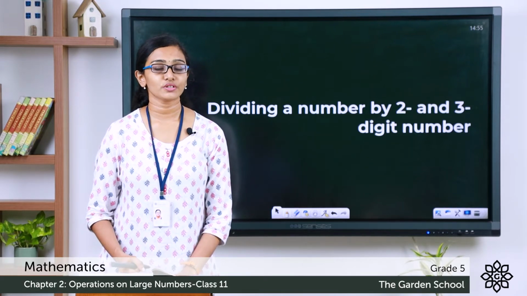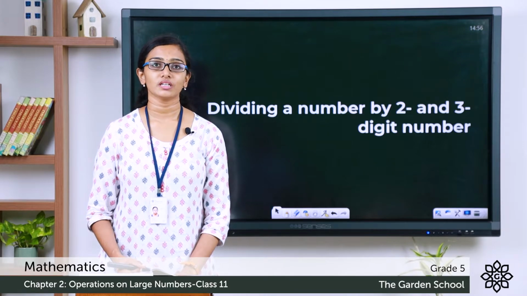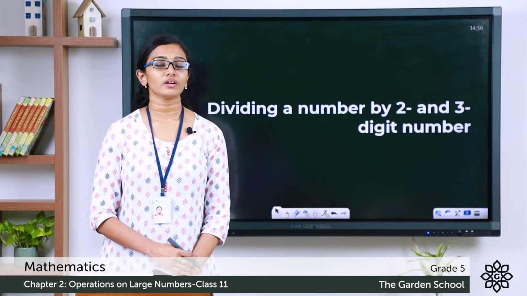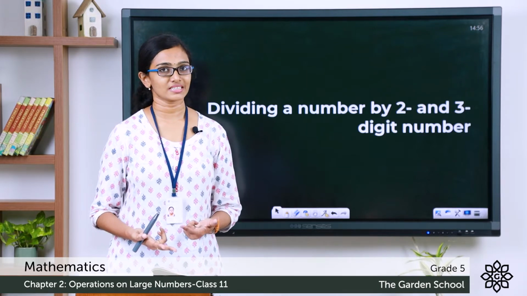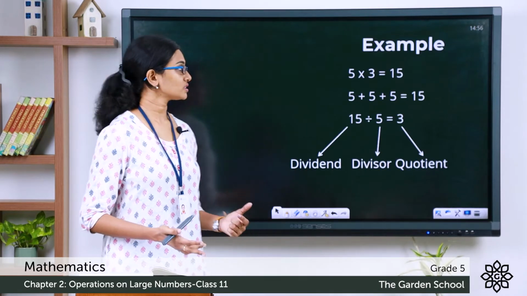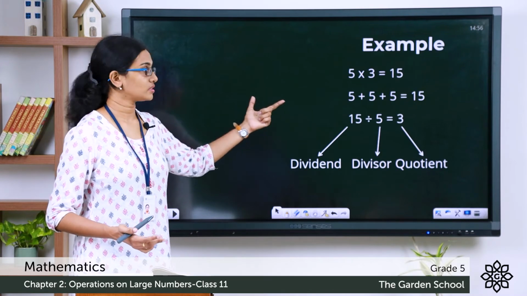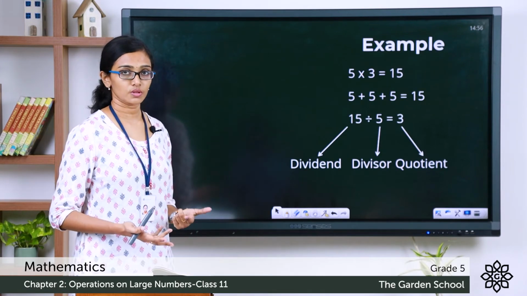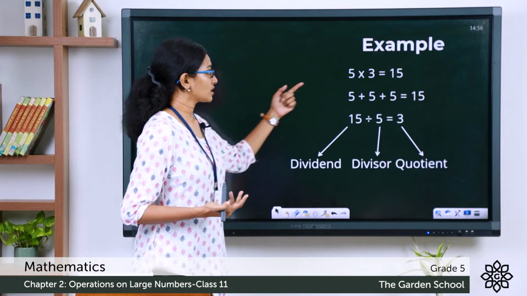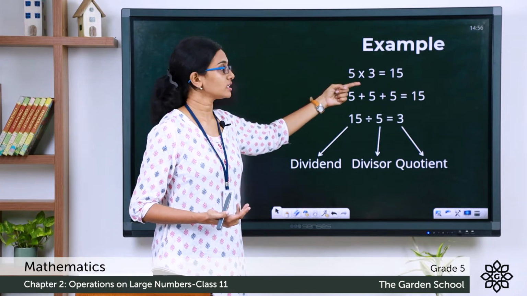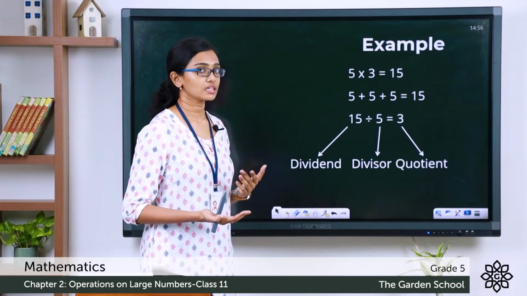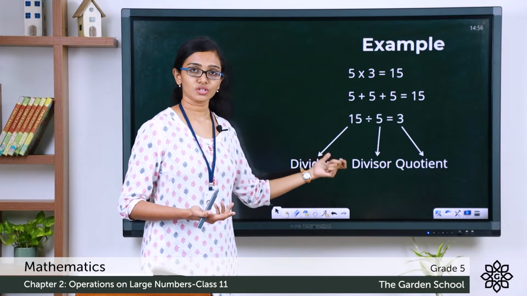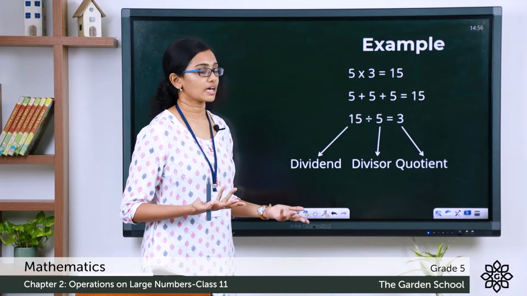We have learned about division in our lower classes, right? Today we'll learn about how to divide a number by a 2-digit or 3-digit number. First, look at this simple example. 5 into 3 equals 15. This is a multiplication fact, right? So, when we are given a multiplication fact, we know how to write a division fact from it. We have learned that in lower classes.